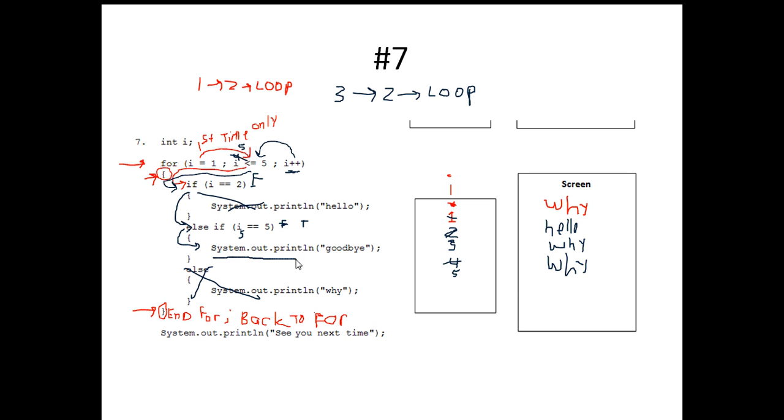So in the else if, it says to print goodbye. So we print goodbye. And then the next thing that it says is ending brace, and then we're kicked out of the if-else structure because we're all done with it, and that's going to take us down to here. The next line of code is the ending brace that tells us to go back to the for statement.